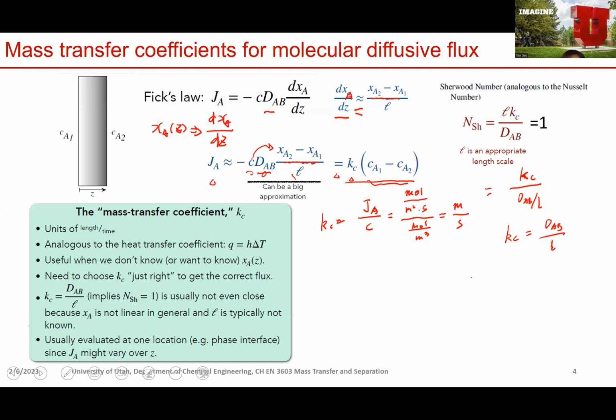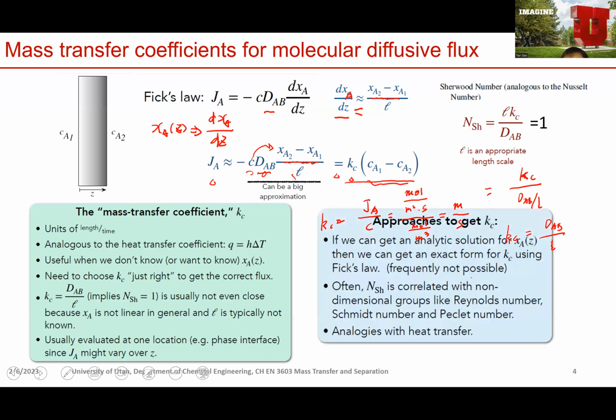So this is a very strong assumption. In practice, there are two ways we can get the mass transfer coefficient. One way is we can still solve for xA as a function of Z, right? So if you know xA as a function of Z, you can get the exact value of this JA, because now you can just apply Fick's law and compute JA.